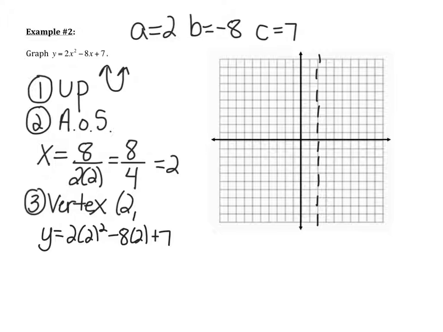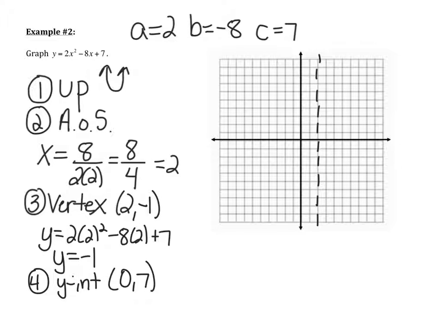So again, just use the order of operations to figure out what this is. And in doing so, I got y equals -1. So our vertex would be at (2, -1). And then our y-intercept is the fourth thing that we need to find, which remember is just your c value. So in this case, our y-intercept would be at (0, 7).